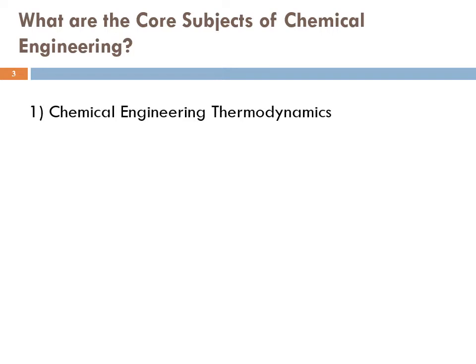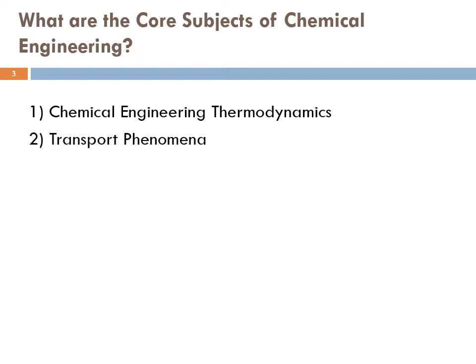The first core subject in chemical engineering is chemical engineering thermodynamics, which you learn in Thermodynamics 1 and Thermodynamics 2, and part of applied physical chemistry and some other courses as well. This is the first core subject, and this is where you learn about equilibrium, and where you learn about the limits of nature.